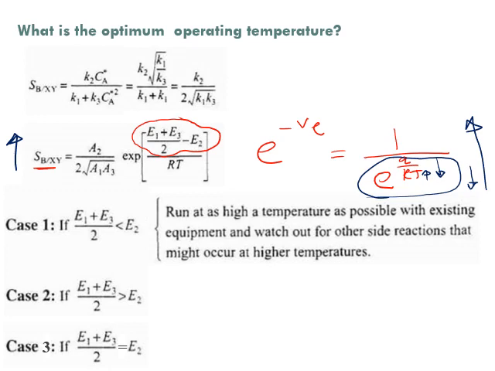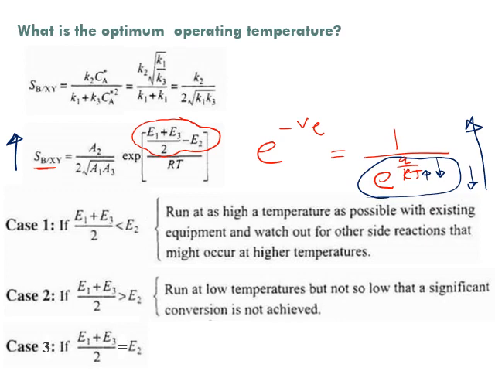What if we have case number 2? Obviously it will be the opposite, so you need to operate at low temperature. So run at low temperatures, but not too low that a significant conversion is not achievable. Make sure that you're running at a reasonably low temperature, because if you run at very low temperature, of course you will have a very low rate of reaction, and you will not achieve an appreciable conversion.